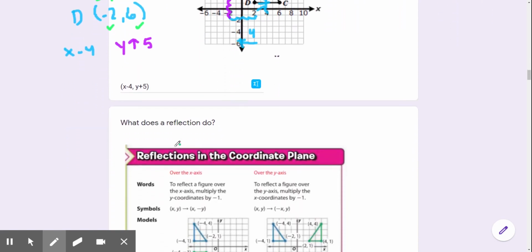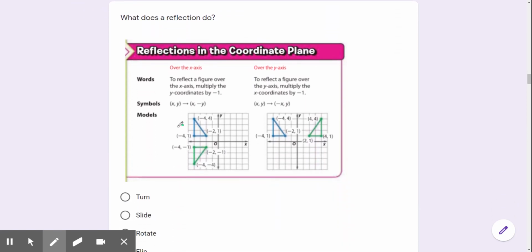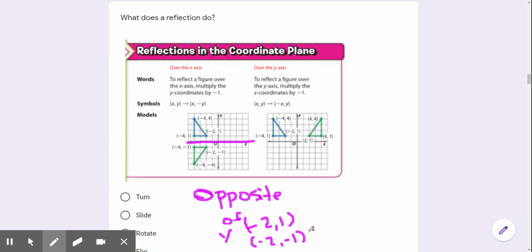So let's try a reflection now. A reflection, you can reflect over the x-axis or the y-axis. There are 2 types of reflections. Let's look at the x-axis first. This is a reflection over the x-axis. When you're reflecting over the x, all you're doing is taking your original xy and turning it into x and the opposite of y. That's the opposite, not negative, opposite of y. See how this one was at -2, 1, and now it's at -2, -1. It's not because it's negative, it's the opposite.